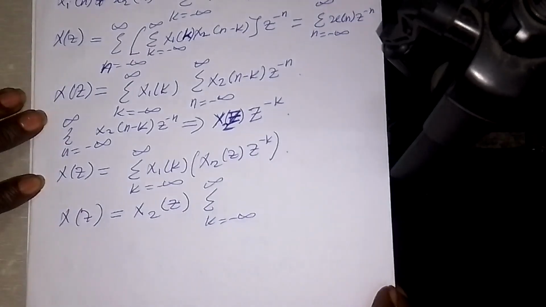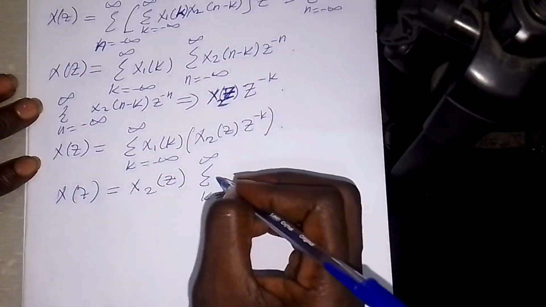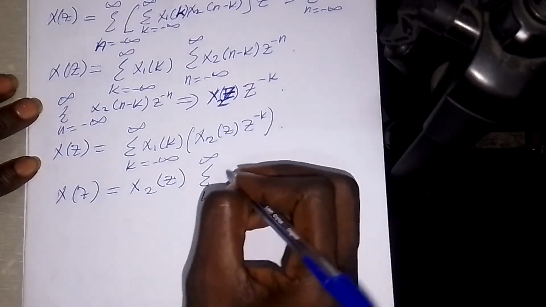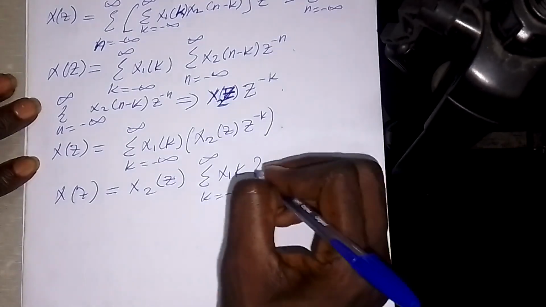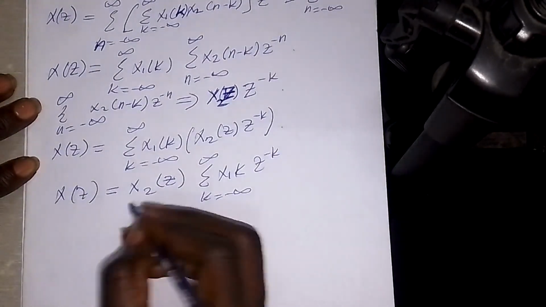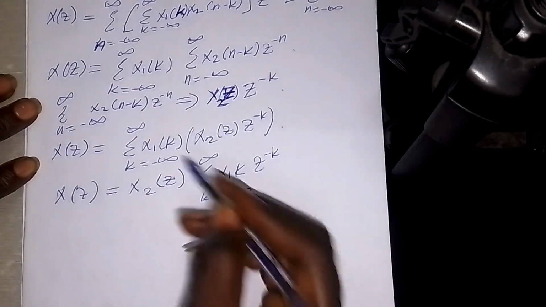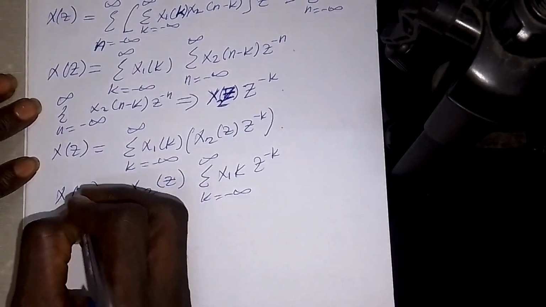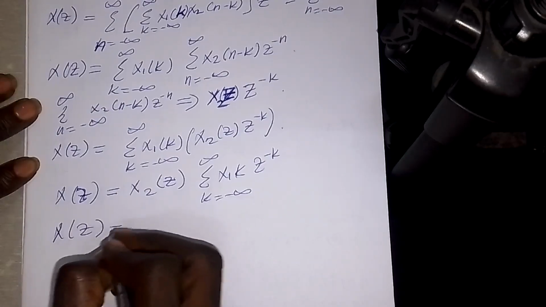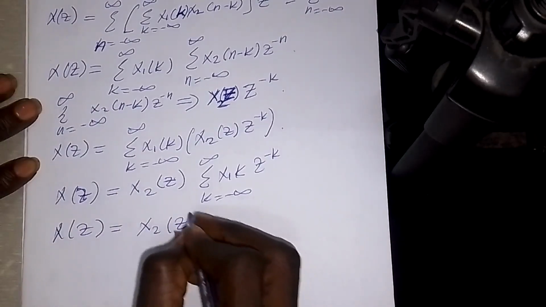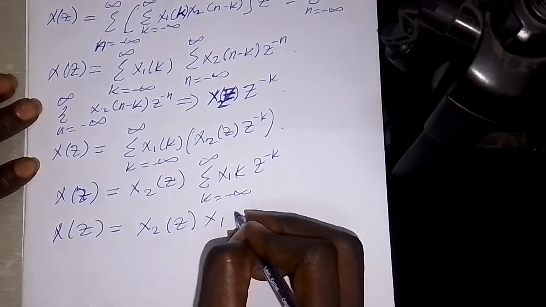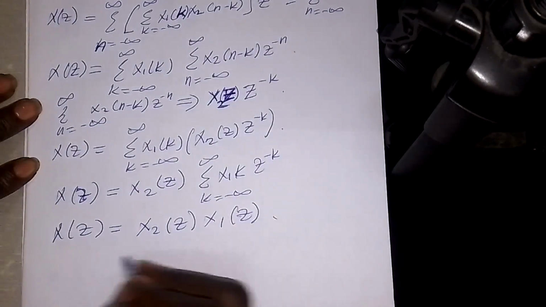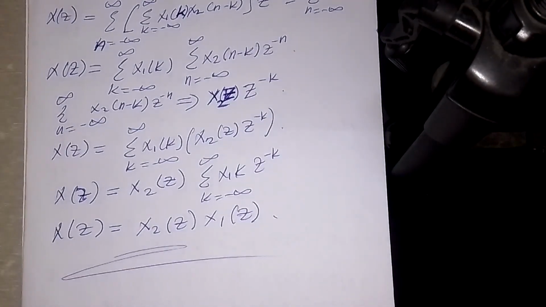Now you can bring your x1 of k and then your z to the minus k. You see that this one is also another Z transform. So now your X of z is equal to X2 of z times another Z transform, which is X1 of z. So now you see that it is proving. It is proved. So these are some of the problems that you have to prove. See you in the next class.